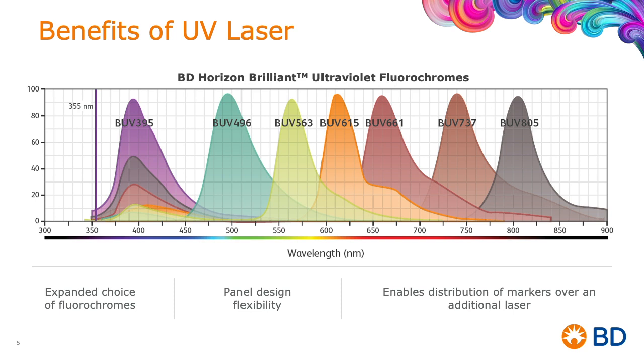So let's start by talking about the benefits of the BUV lasers. The availability of a UV laser allows us to develop a new family of dyes, the BD Horizon Brilliant Ultraviolet fluorochromes, also known as BUV dyes. We now have 7 fluorochromes that can be detected and used on an instrument with a UV laser. This brings some benefits because it expands the choice of fluorochromes to provide panel design flexibility, but also enables, again, distribution of markers and fluorochromes over an additional laser. And these fluorochromes specifically have been developed to have minimal spillover across other fluorochromes as well.